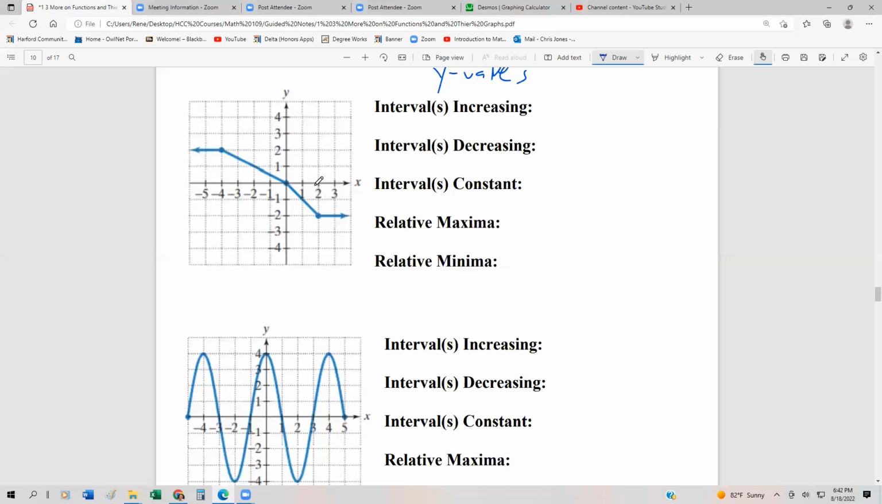So where is it increasing? Well, I take a look at this and it doesn't look like it's increasing anywhere. In fact, as we trace from left to right, the function just keeps decreasing the entire time.